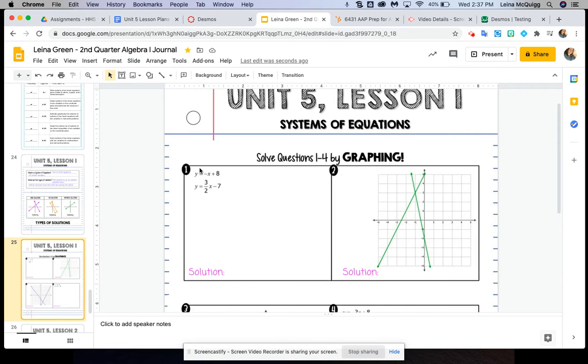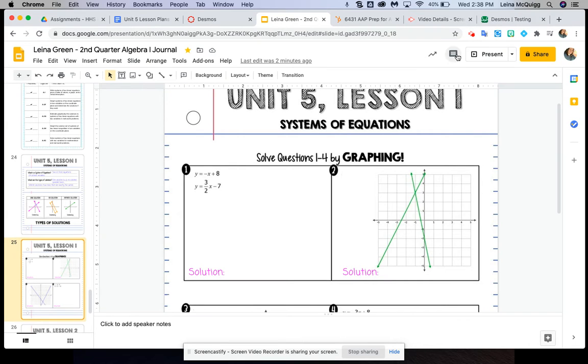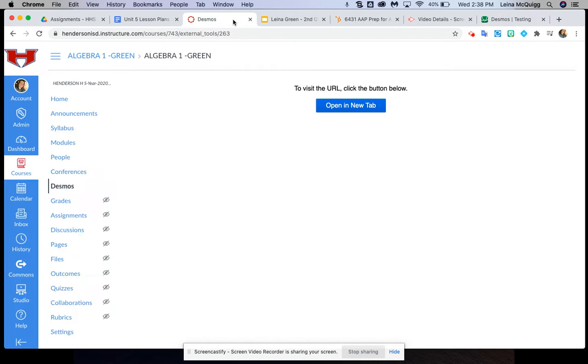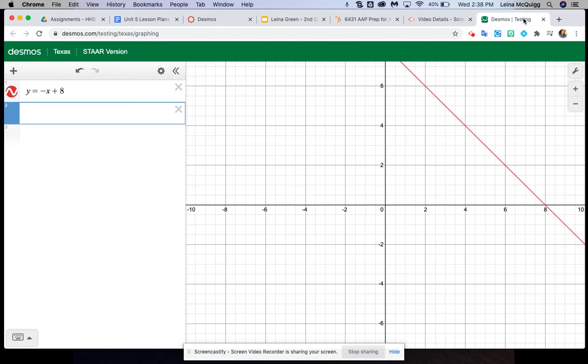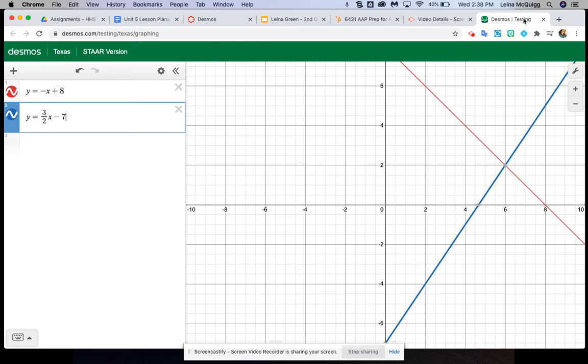Here we go. All right, so I have two equations that look like y equals mx plus b. So I'm going to type these two equations into Desmos. My first one is y equals negative x plus 8. And my next equation is y equals 3 halves x minus 7.